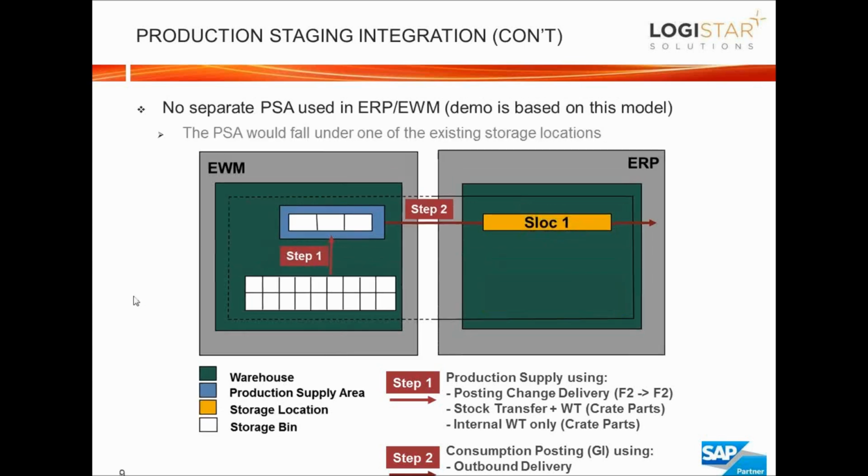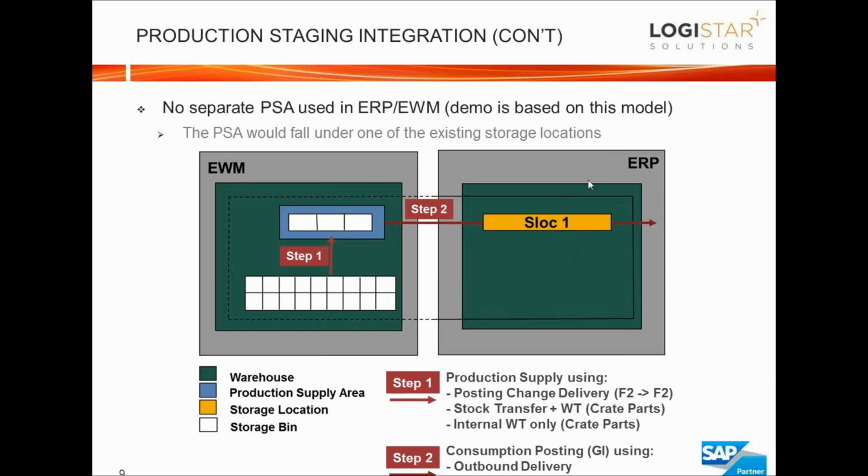The next model, and this is the model that you're going to actually see during the demo, we tend to like using just because of the simplicity of the design. So for example, what's happening here is, again, I have my warehouse controlled bins, the warehouse controlled PSA staging bins, and then in ERP I just have one storage location. That represents everything that's being controlled in EWM.